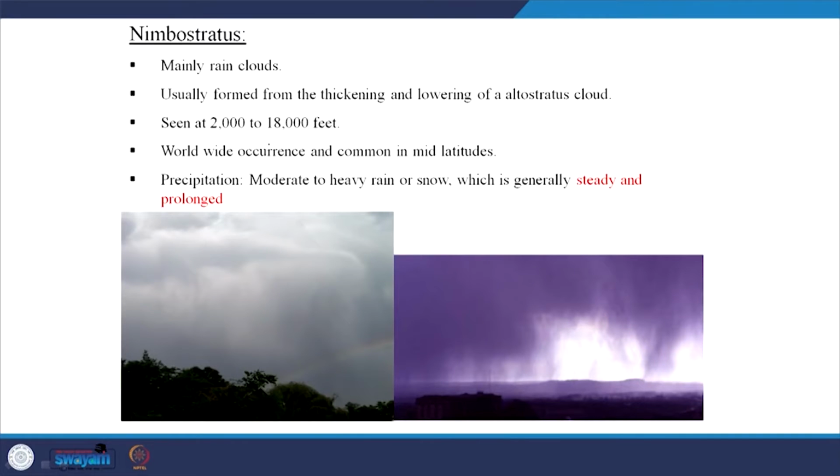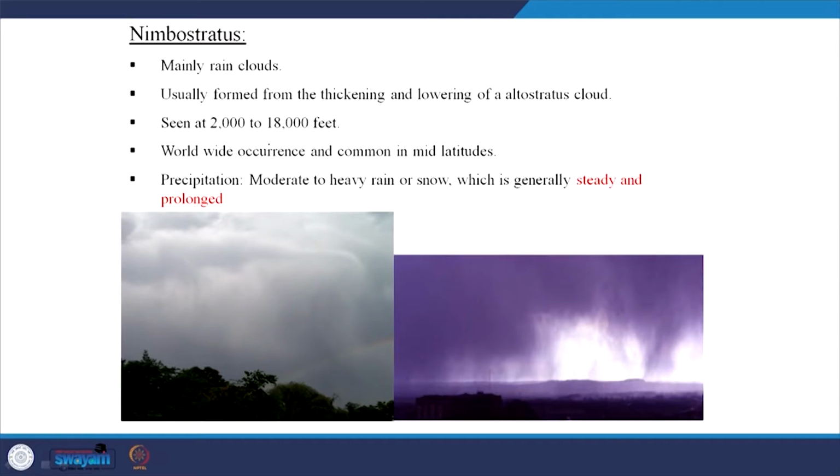A nimbostratus cloud, which is again a mid-level cloud, these are the main rain clouds. Apart from the cumulonimbus clouds, nimbostratus clouds are the clouds which bring rain, a reasonable amount of precipitation. The cumulonimbus clouds bring heavy amounts of precipitation, but nimbostratus clouds are the ones which will bring moderate to high amounts of precipitation for most of the latitudes. This is seen worldwide. You can see it everywhere, and it is most common in mid latitudes, that is 30 to 60 degree latitudes.